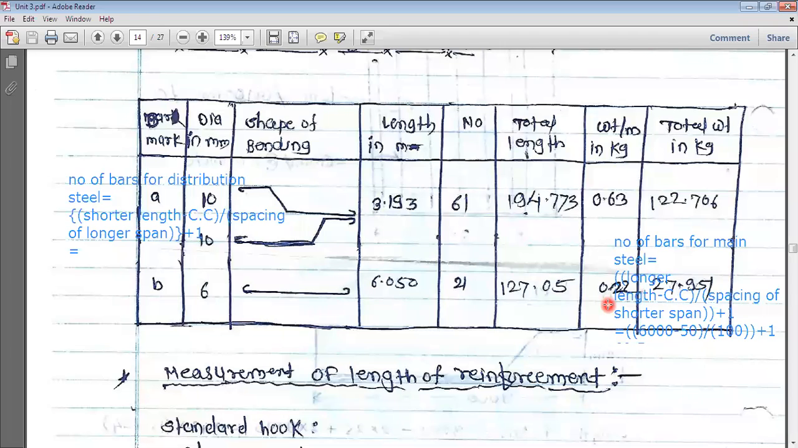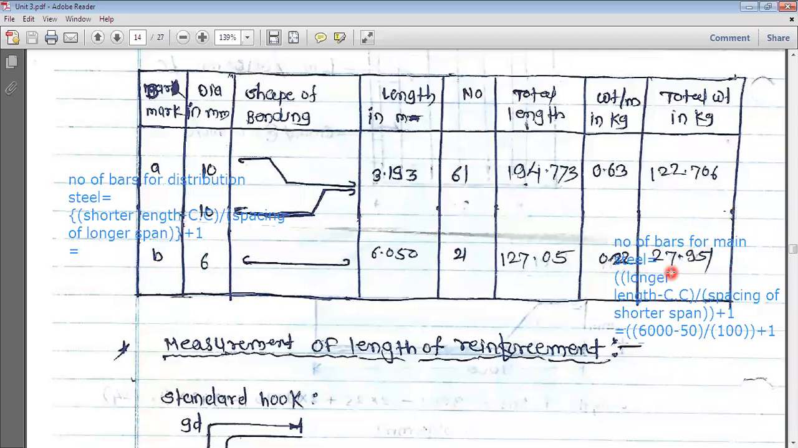And then final last column will be your total weight. How you are going to calculate the total weight? Total weight equals to total length multiplied by the weight per meter. So this column multiplied by weight per meter, that is this column, you will get the total weight in kg. So you have to do it in this particular fashion.